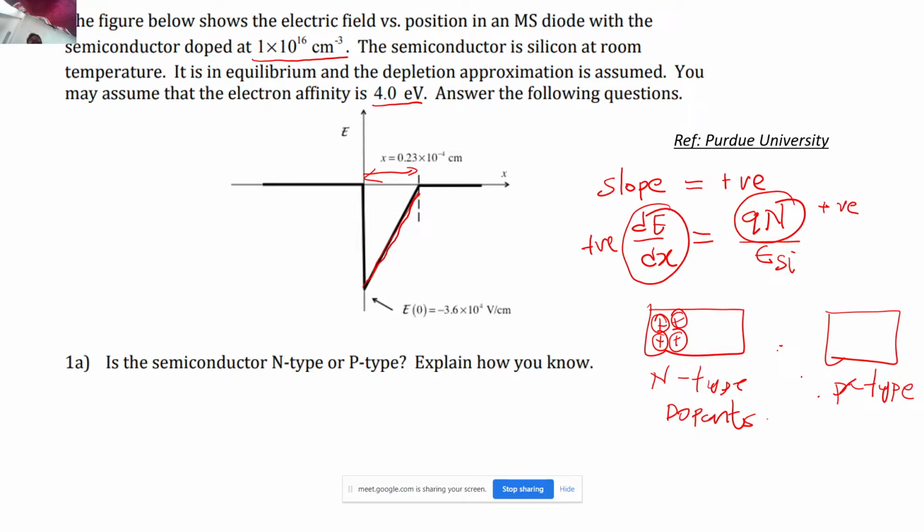And only when this charge density is positive can my electric field profile in the depletion region present in the semiconductor have a positive slope. And this is positive because it has been given in the question. So as you have solved it, the semiconductor is definitely of the N type and it is not the P type.